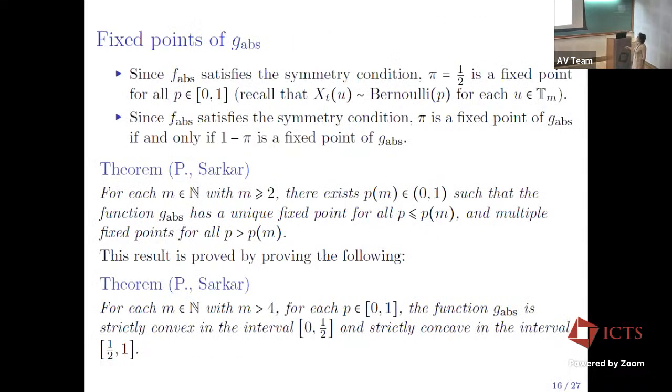So for every m, we can find a p of m, a quantity between 0 and 1, such that g absolute has a unique fixed point for all p less than or equal to p of m. And it has multiple fixed points for all p strictly bigger than p of m. In fact, we can talk about how many there are. Okay, and we proved this.